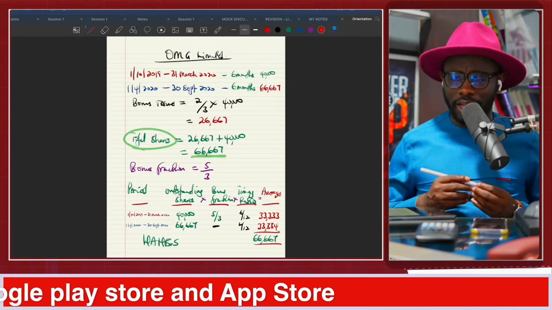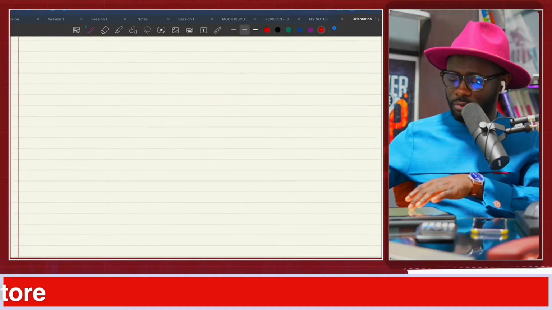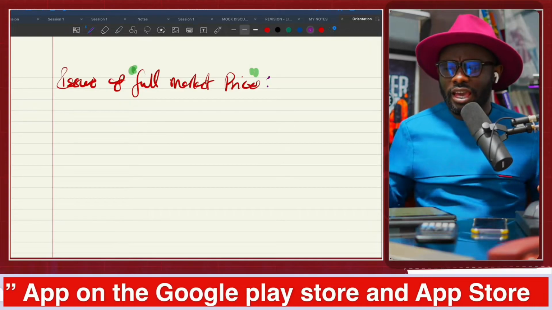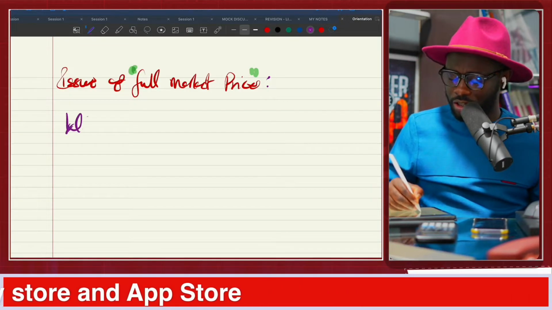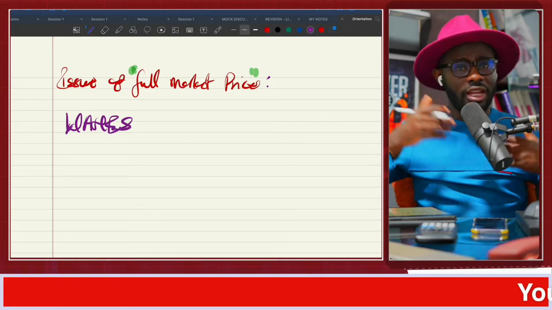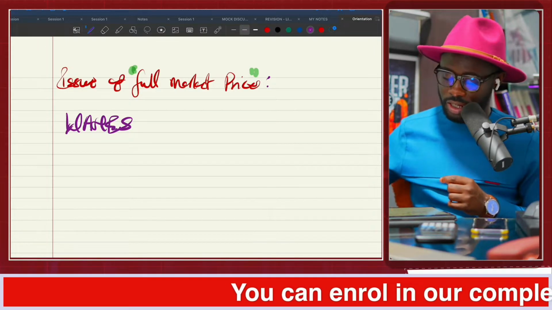So let's get the final part, which is going to be issue at full market price. So this is like issue of new shares. Here it's going to be pretty simple. Definitely the issue is going to be calculating your weighted average. And so you're going to be considering the timing ratio, and then you'll be able to calculate your weighted average and get your answer coming in.